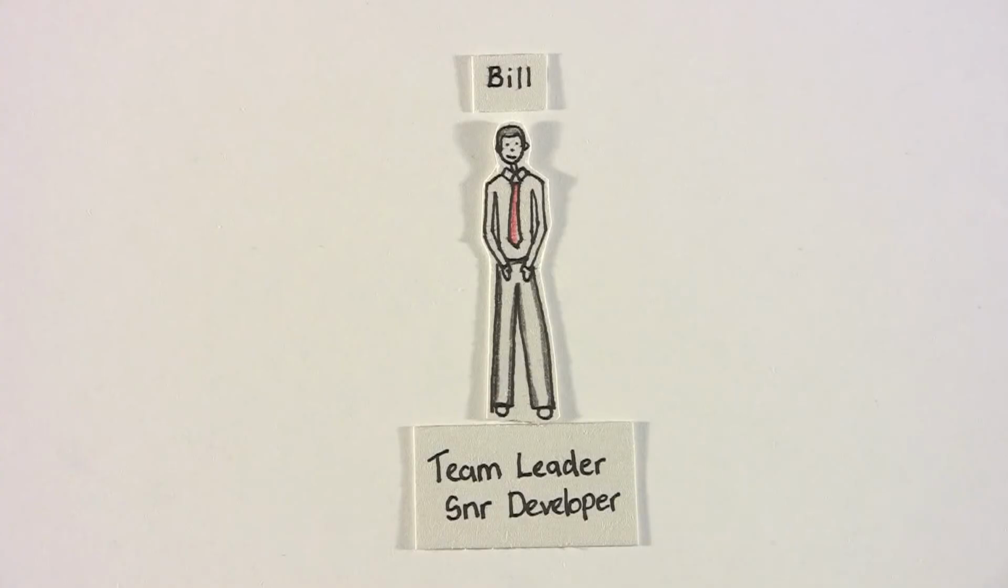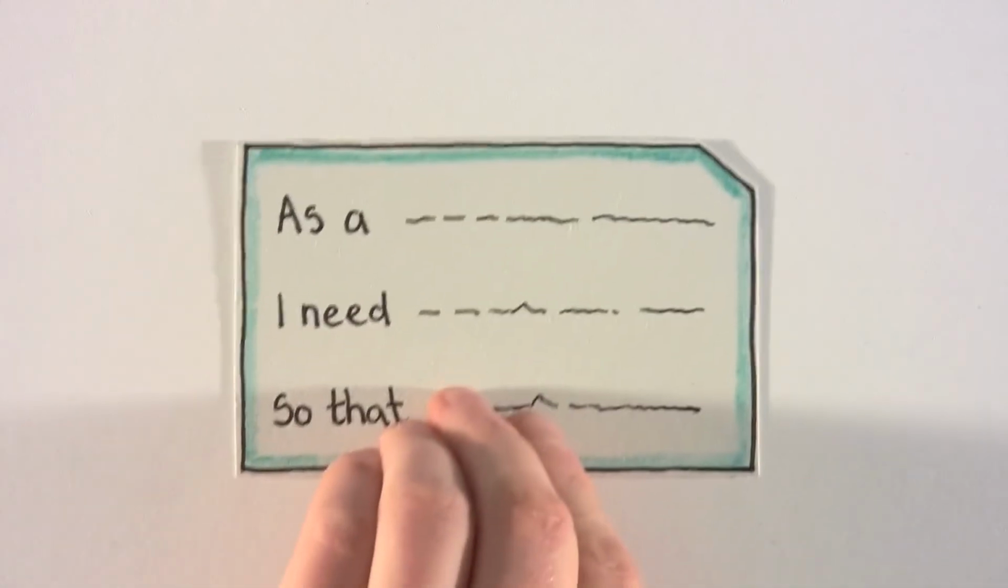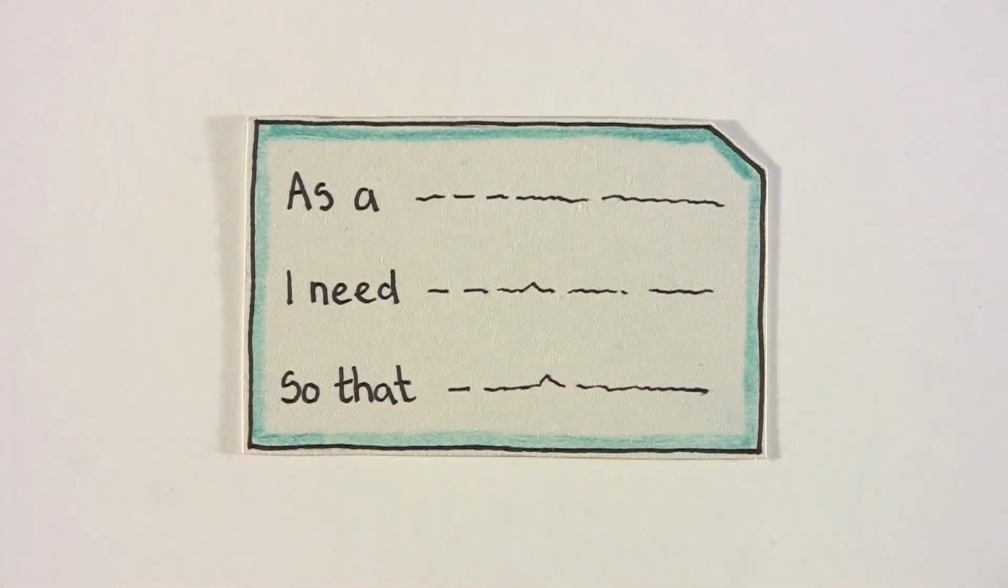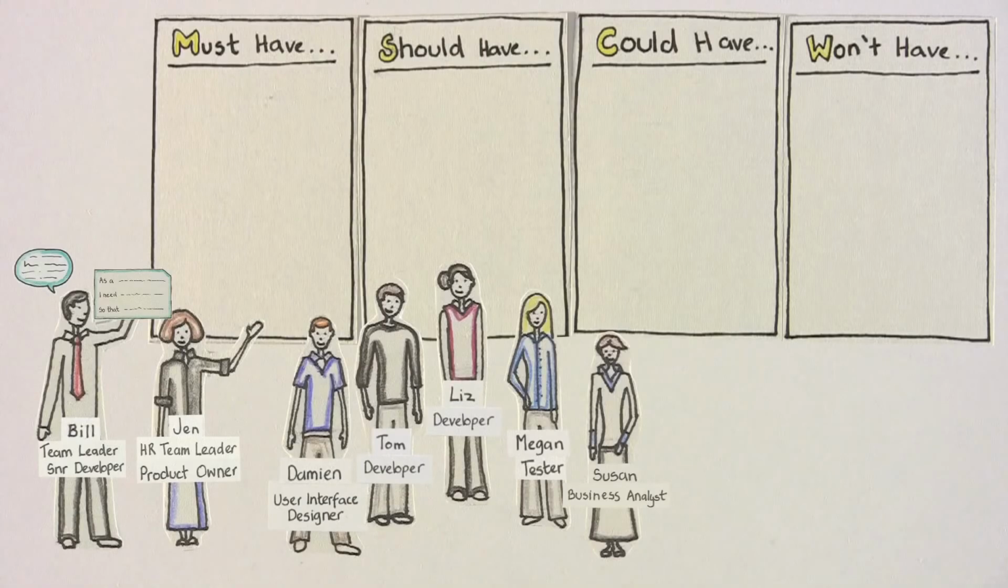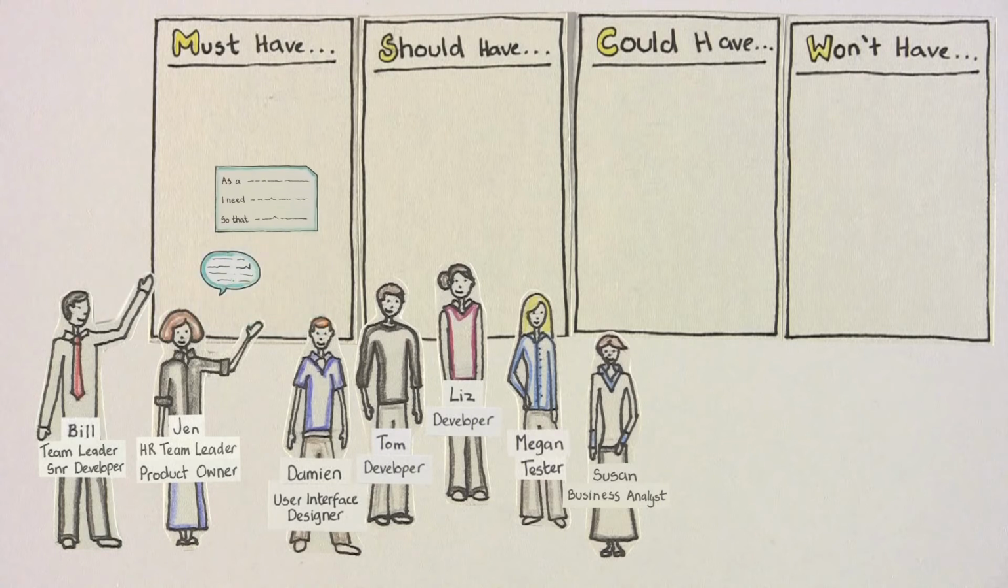Let's look at this story. As a team leader, I need to see the performance reviews of my team members, so that I can have a conversation with them about their performance. So Jen, do you think this is a must-have or a should-have feature for the new system? Definitely a must-have. Non-negotiable feature. This system makes no sense without this.